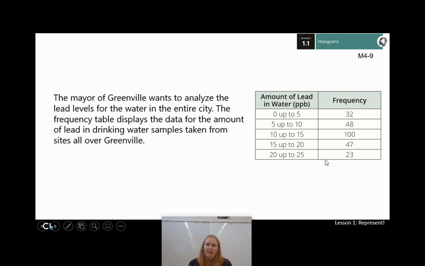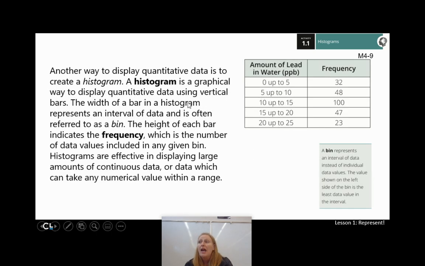Now, this table is useful, and yeah, I can see 100 samples were between 10 and 20. But it's not easy to get a visual on it, right? It's not easy to get an idea of what's going on. So while this frequency table is great, another way to display quantitative data is to create a histogram. This is one of our key terms today. When we say quantitative, we're just saying the amount of data that I have. Another way to do that is to create a histogram.